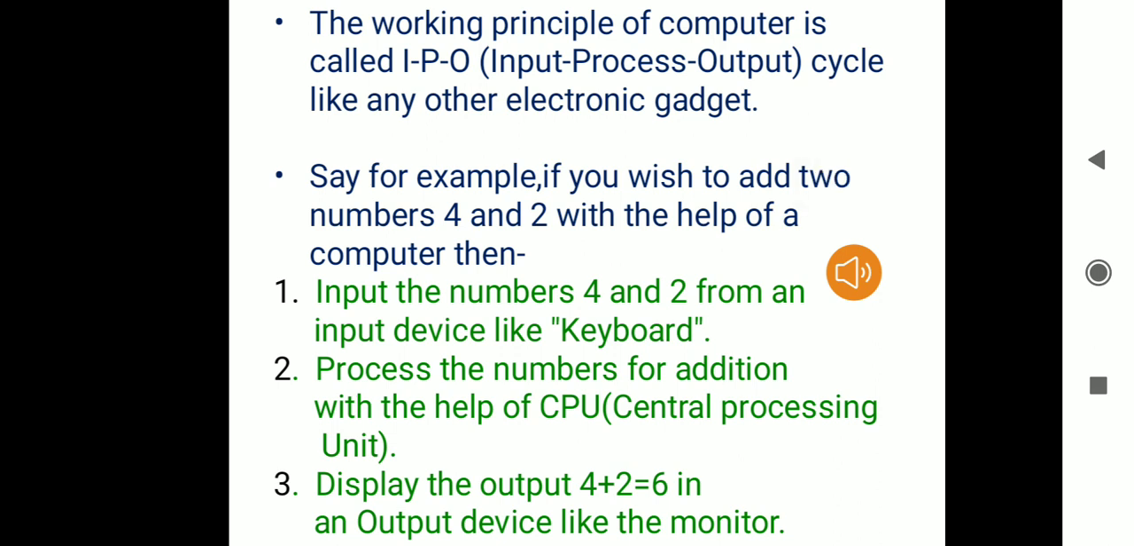Let's take another example of this input process output cycle of a computer. If you wish to add two numbers 4 and 2, at first the numbers 4 and 2 will be fed into the computer with the help of an input device like the keyboard. Then the CPU or the central processing unit inside the computer will process these two numbers 4 and 2 for addition. And then the desired output, which is 4 plus 2 equal to 6, will be fed into the output device called the monitor for display.